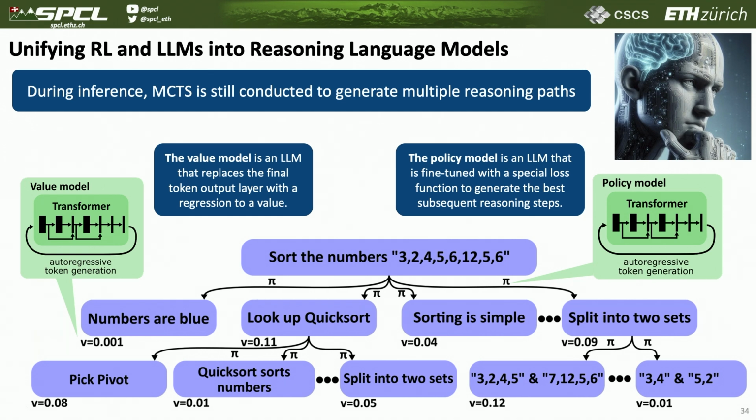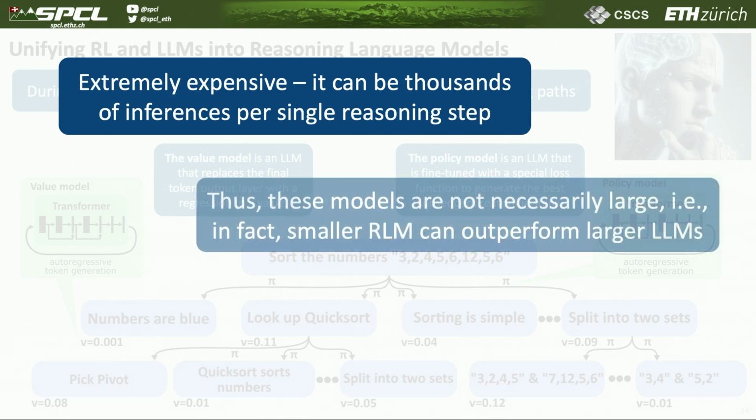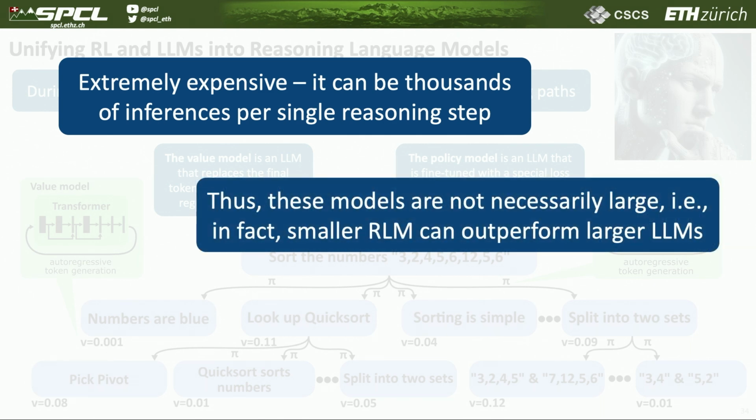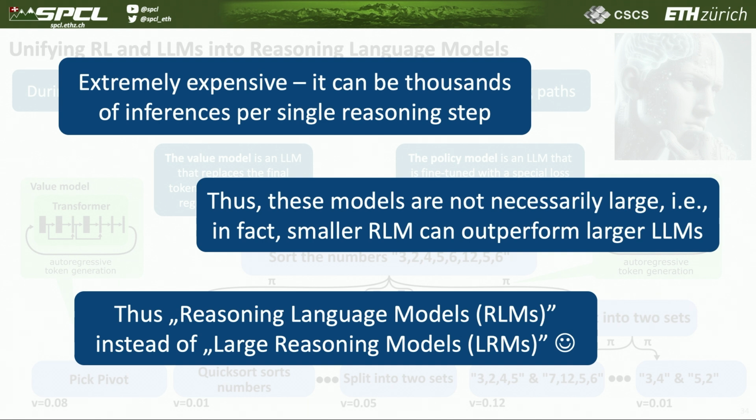So that implies that it's actually going to be really, really expensive, because, remember, there may be thousands of such steps per single step, and the tree may be very deep. And each of these steps is going to involve running the full LLM inference pipeline. So that's really expensive, right? And that's why, by the way, these models are actually not really that large. For example, DeepSeek R1 is, in principle, having 600 billion parameters, but this is a mixture of experts. So the active ones are only less than 40 billion, so it's not really that large. So these models are, in principle, not too big. Thus, the name reasoning language models is actually more appropriate than large reasoning models, for example, right?